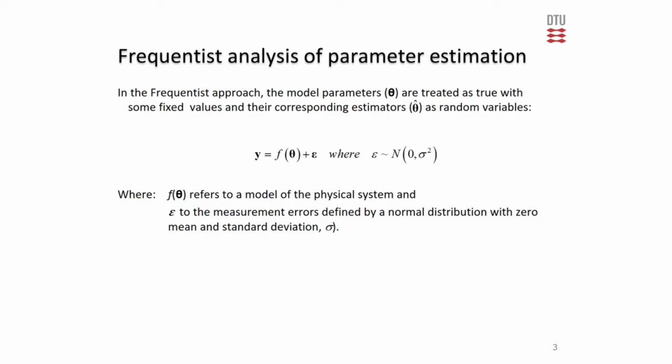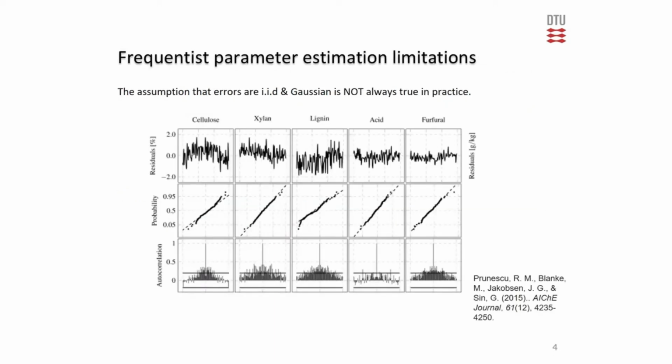The frequentist theory is based on the assumptions that measurement errors follow a normal distribution with a mean zero and a certain sigma. In practice, however, this assumption may not be the case. For example, in a study from Punescu et al.